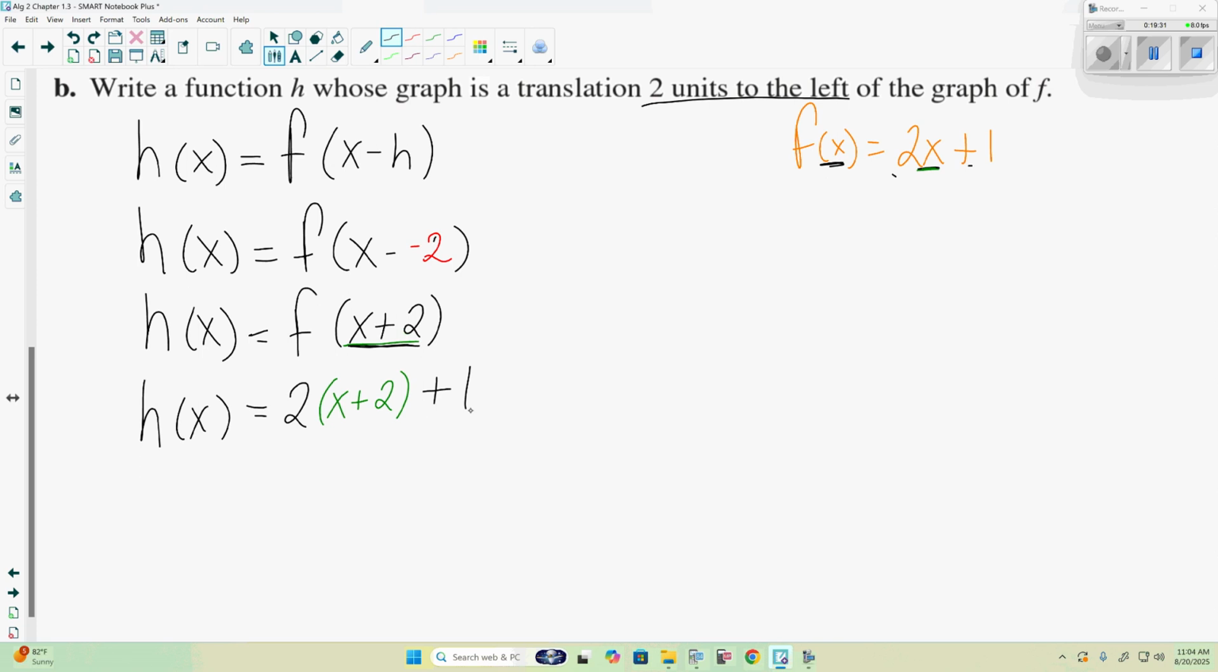So we took every x, because here we have x plus 2 for f of x. We replace this x with x plus 2, which means every x on the other side has to be replaced with x plus 2. No matter how many times it shows up, we're replacing each one with x plus 2. Questions on this here?